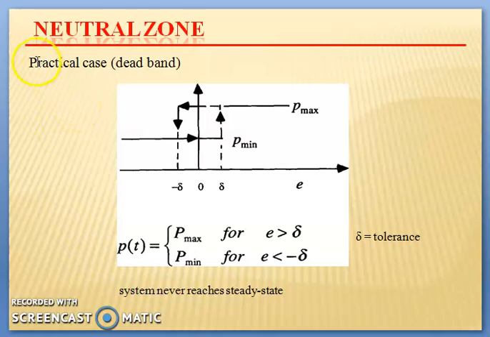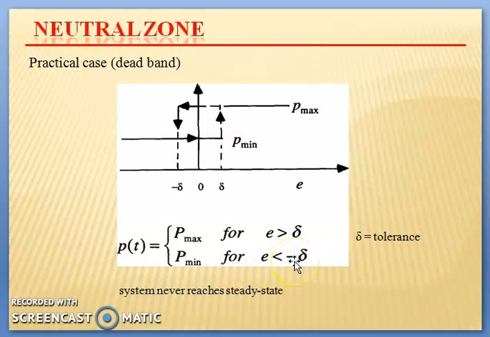The next one is the neutral zone for the on-off controller, that is the practical case. The error is lying between the positive tolerance and negative tolerance. That is shown here. The variable P as a function of time has the maximum value for positive tolerance, and it has the minimum value for error less than the minus tolerance quantity.